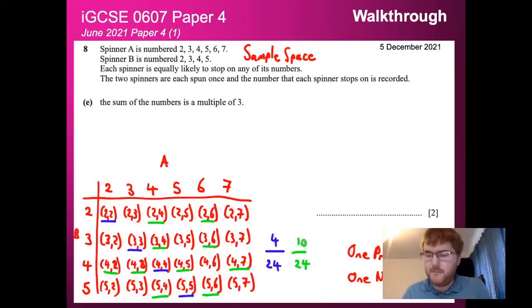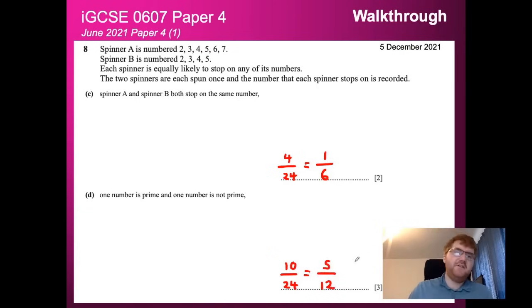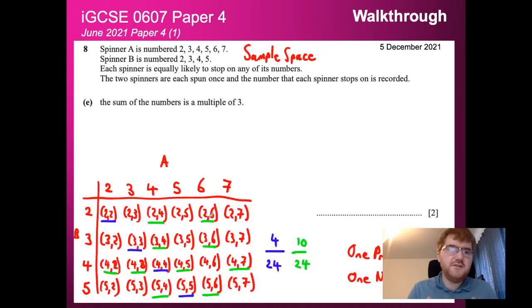So let's go back and pop that in. We have 10 out of 24, and again, this can be simplified to 5 over 12, like so. Even though this is a 3-mark question, the way we did this was very logical, using this diagram to help us with all 3 questions, and we got the answer very, very easily. Now on to question 3.